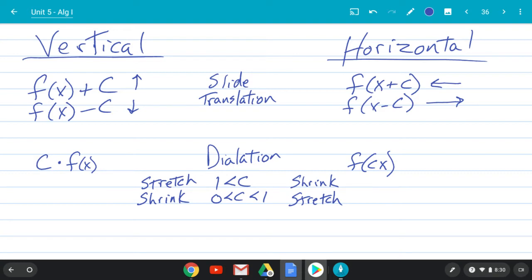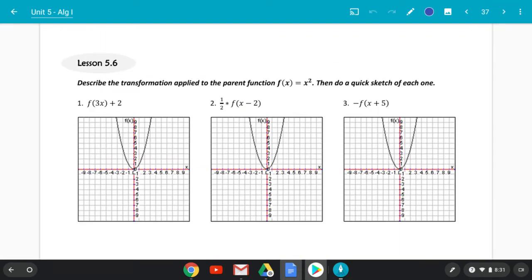The last one is a reflection, and it's a reflection about the axis. So if it's a negative on the outside, it's a vertical reflection. If it's a negative on the inside, it's a horizontal reflection. Okay. All right. Let's look at the problems we did. And we're doing the odds here.